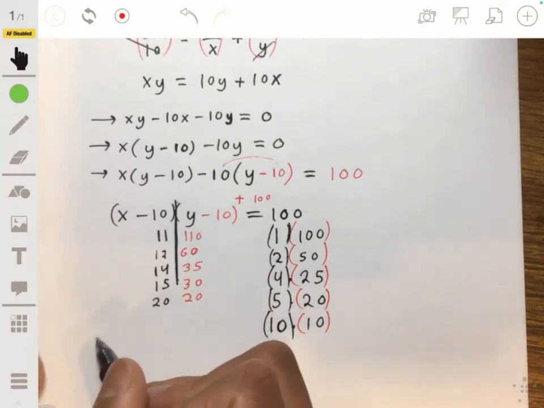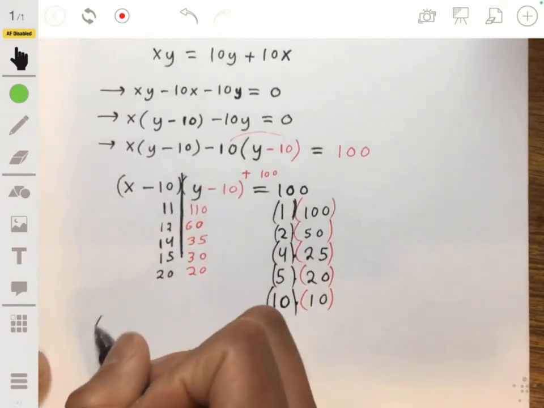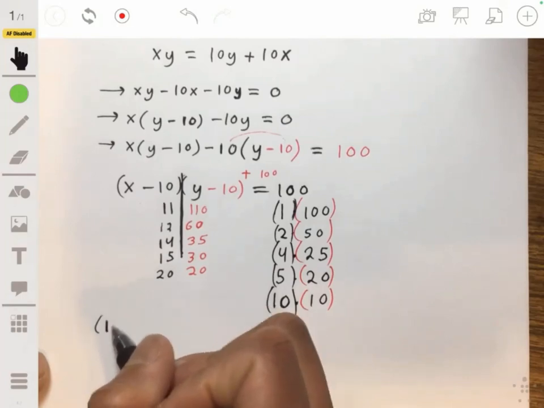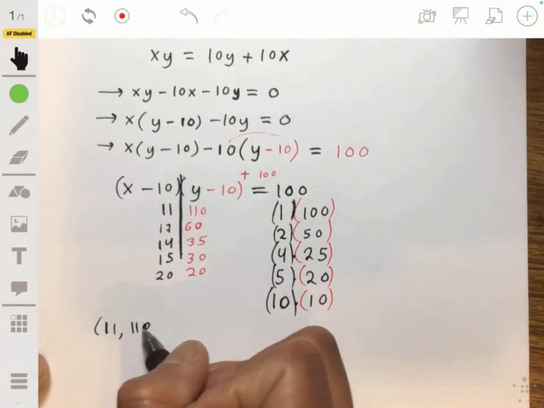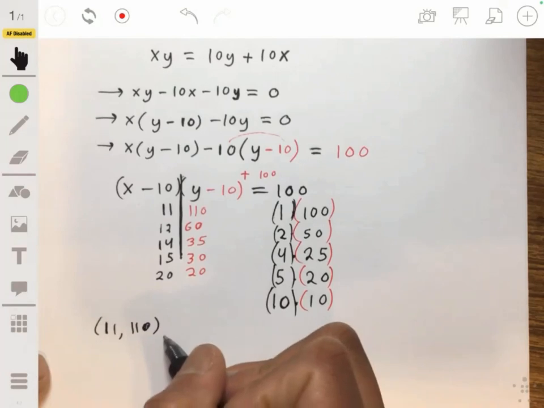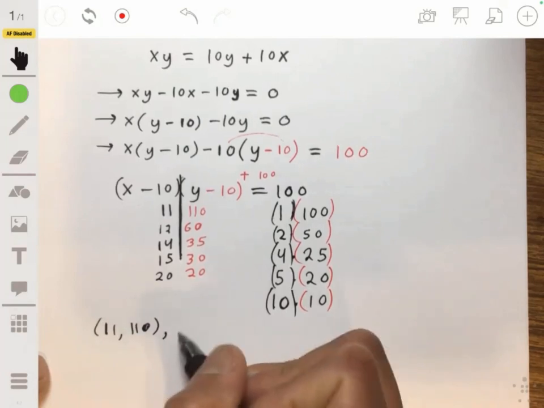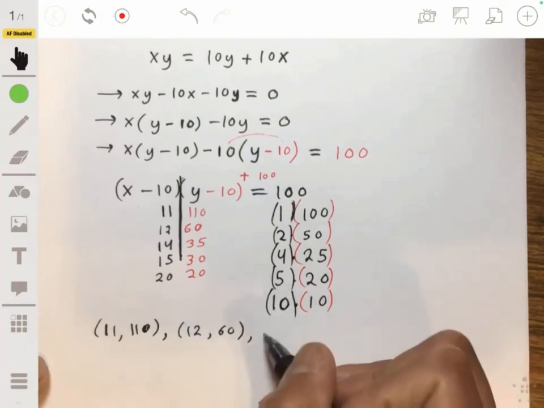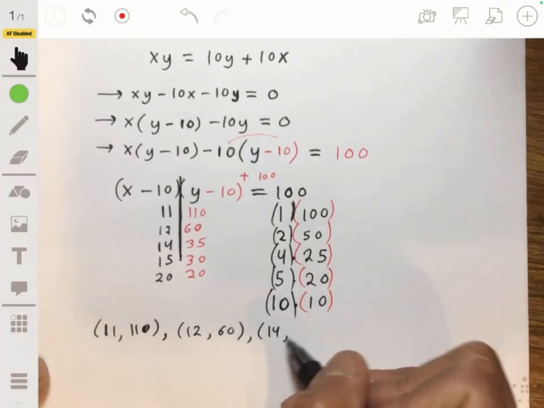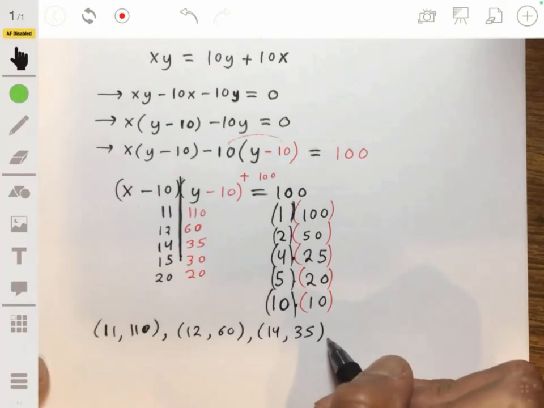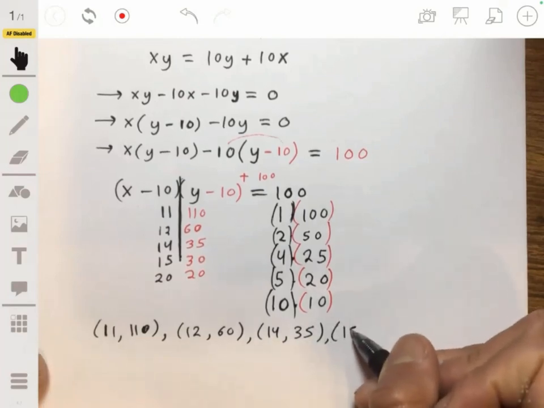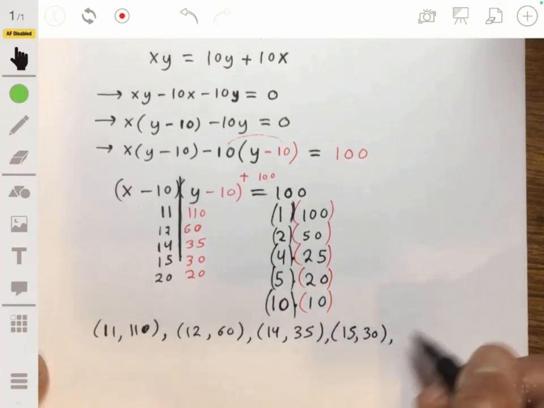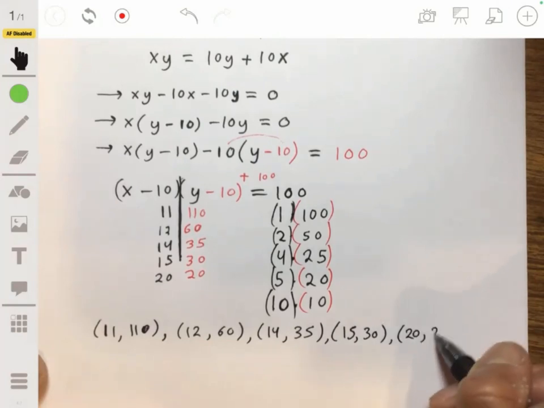So writing them as ordered pairs, we would have 11, 110; 12, 60; 14, 35; 15, 30; and then 20, 20.